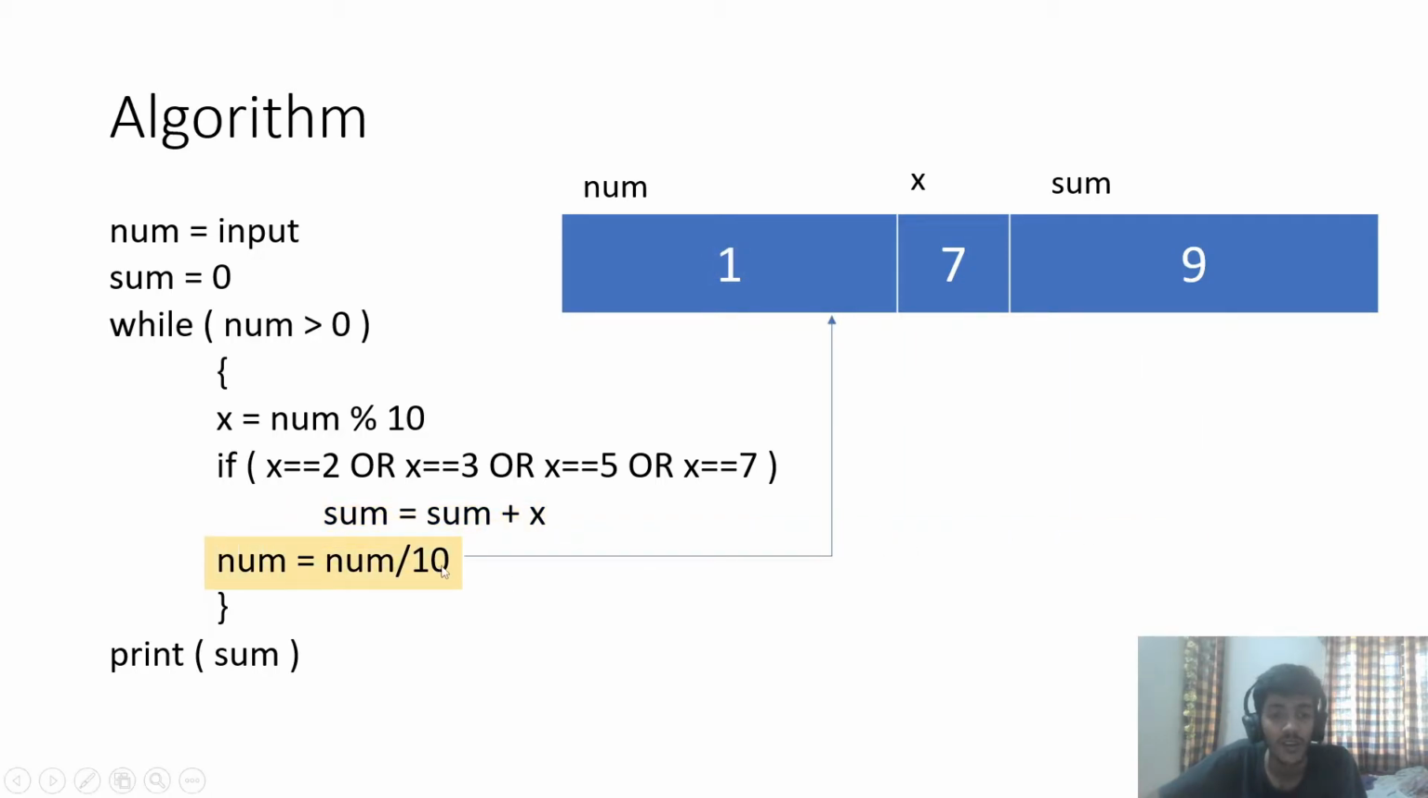So num equals num divided by 10, so 17 divided by 10 equals 1, and that's greater than 0, true again. Then we take the last digit again, but it is not equal to any of those prime numbers, so we don't add it. And num equals num divided by 10, that's 1 divided by 10 equals 0, and that is false. So we exit the loop, and in the print statement we print the sum, because sum is the variable that has the sum of all the prime digits. So this is the algorithm. Now let's try to implement this using code.